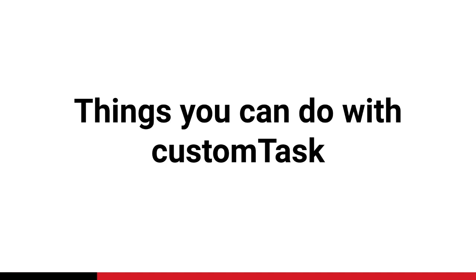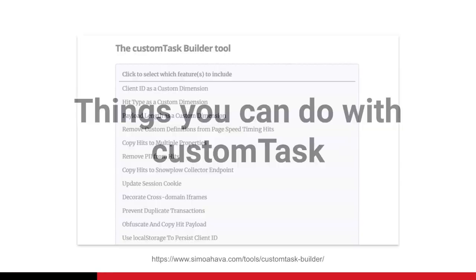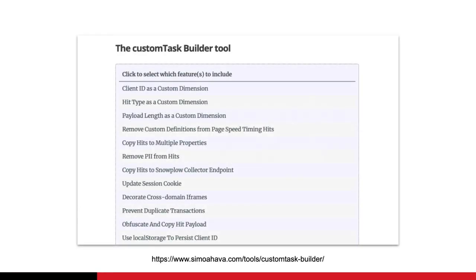So we're now getting to the good part. What kind of stuff can you actually do with customTask? Well, heads up, I've created a tool for you that you can use to create those customTask functions. It's called the customTask Builder tool, and you can see the address to the tool under the screenshot. It has a bunch of different things you can mix and match to use the customTask efficiently. For example, we already checked how to add client ID as a custom dimension. So it's included here as the first thing you can do.